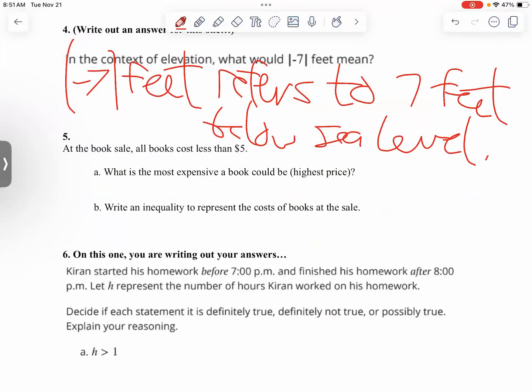At the book sale, all books cost less than $5. The most expensive a book could be is therefore $4.99. Don't ever think that. Then write an inequality to represent the cost of the books at the sale. So I'm going to say books is B. The cost of the books has to be less than $5.